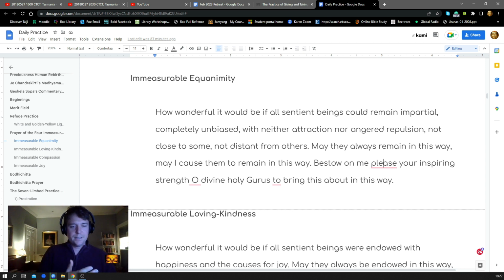The friend wants happiness and wants to avoid suffering. They have two eyes, they have two ears, they have a nose, a tongue, they have a body, they have a human mind. The stranger wants happiness, doesn't want suffering. They have two eyes, two ears, nose, tongue, body, a human mind. The enemy wants happiness, doesn't want suffering.